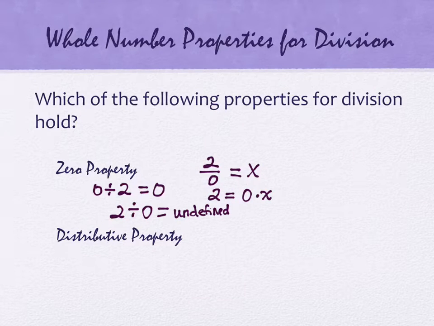0 times x is always equal to 0. There is no number that I can multiply by 0 and get back to 2. That's why it's not defined. It's not a part of the definition of division.